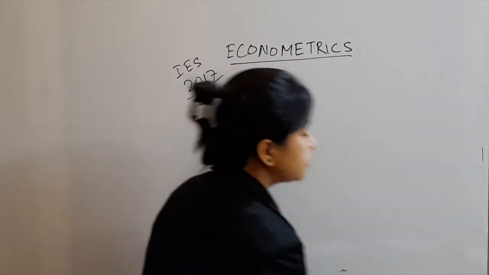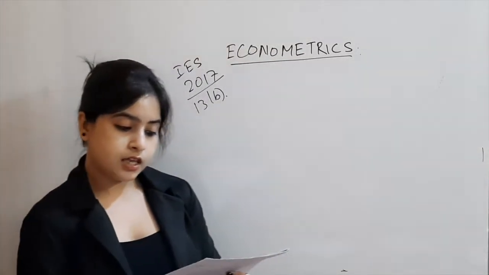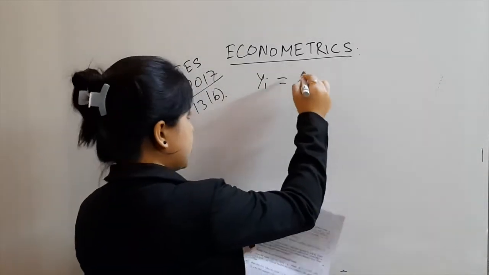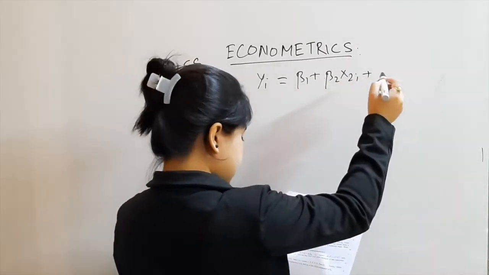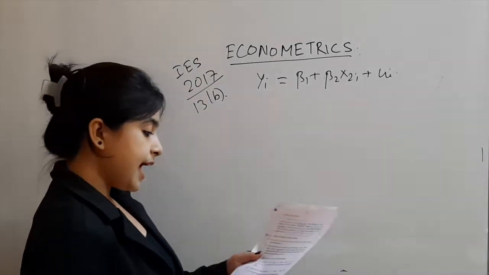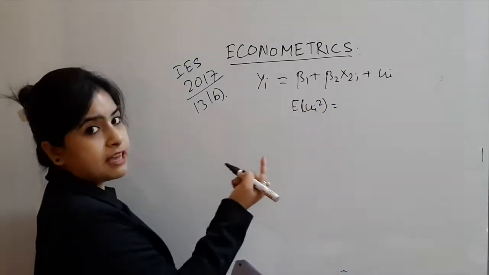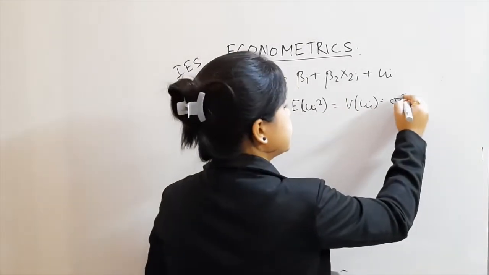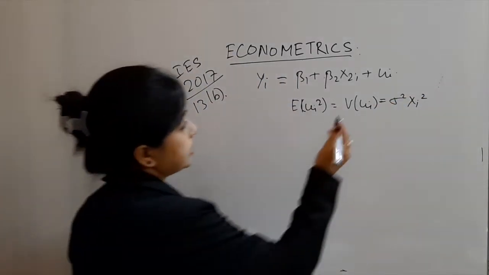13B. Let me just read out the question for you. The question says that they have given us a model. Let's just write down the model. Beta 1, beta 2, x2i and ui. So this is the model they have provided us with, and they have mentioned that the expectation of ui square, so this is the variance of ui, right? This they have mentioned is sigma square xi square, and here i is from 1 to n.